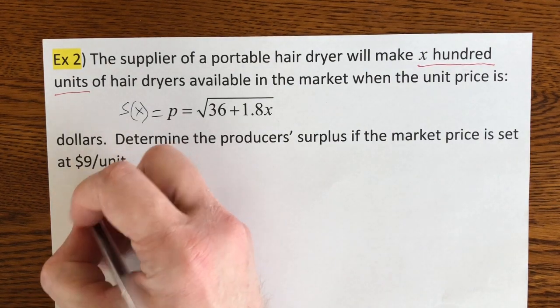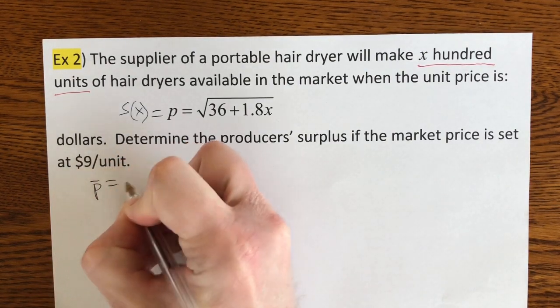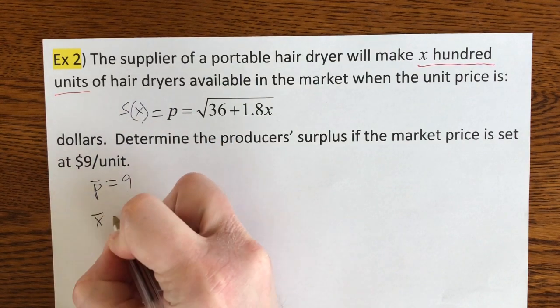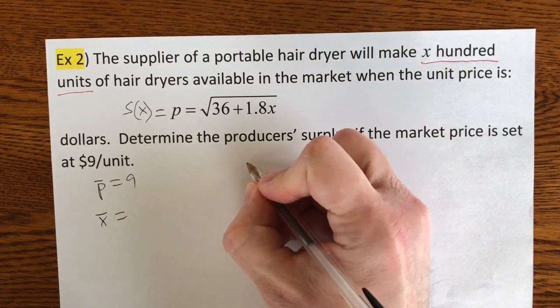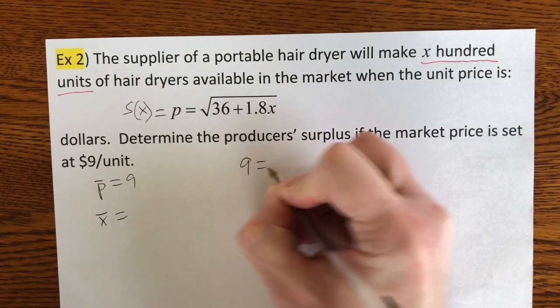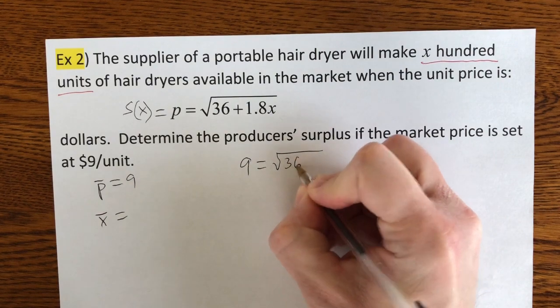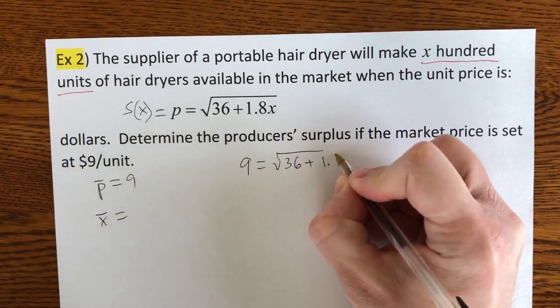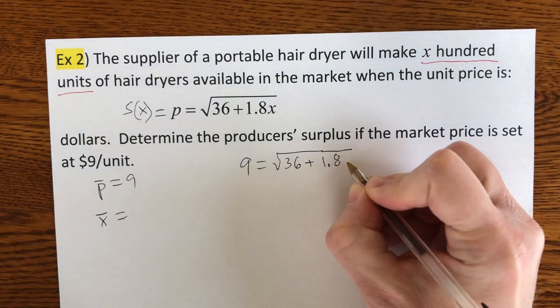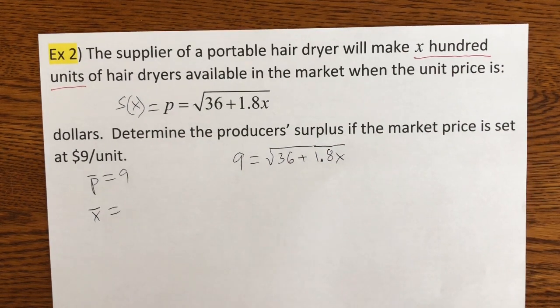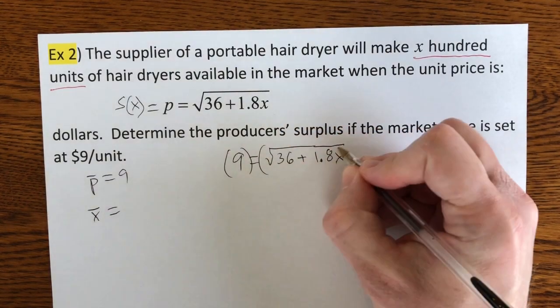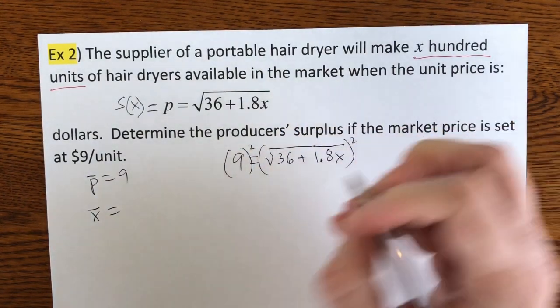So what this is telling us is P bar is equal to 9. And here again, we have to determine what x bar is equal to. The process is basically the same, it's just a different function. Let's see how we do. We're going to let P be equal to 9, and we are going to solve this for x. So first move is to do what? Square both sides. Very good.